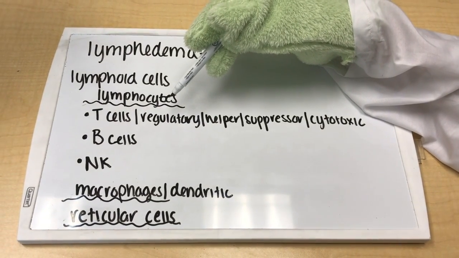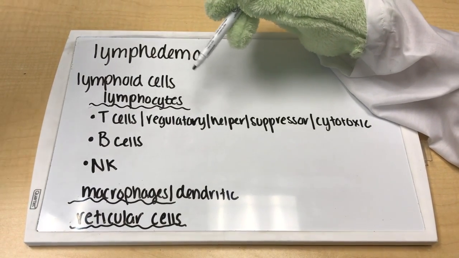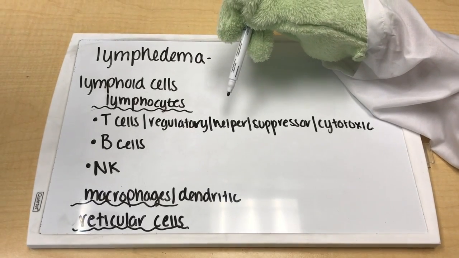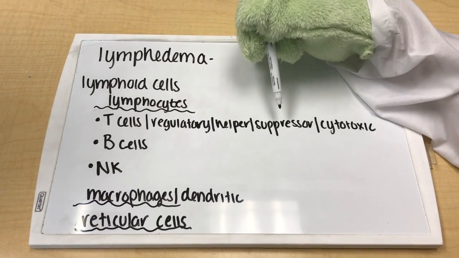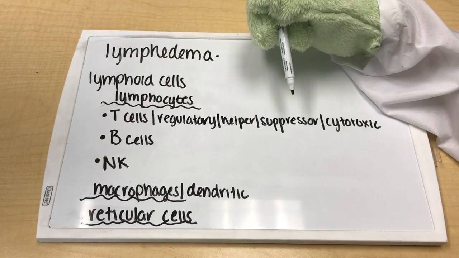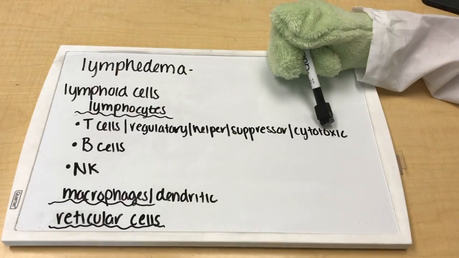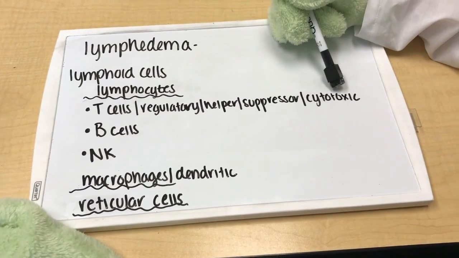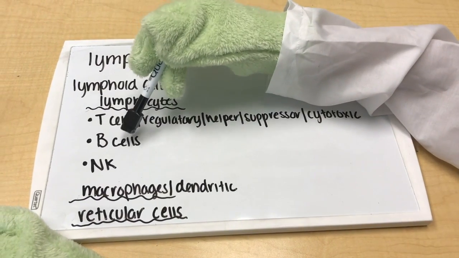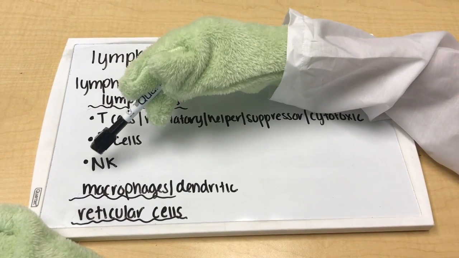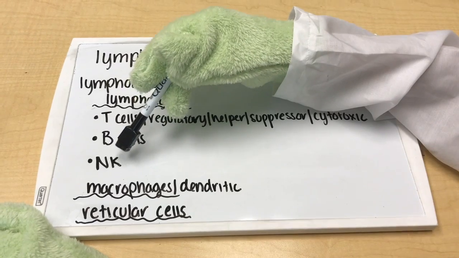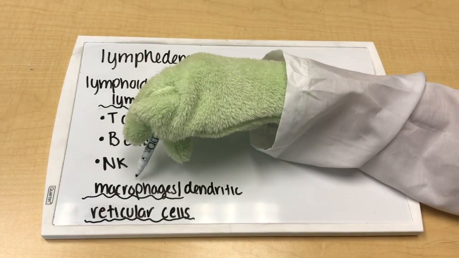Regulatory T cells control the immune system responses. Helper T cells help the immune system. Suppressor T cells slow down or stop immune response. Cytotoxic T cells kill. B cells produce antibodies, while NK cells act as the immune surveillance.